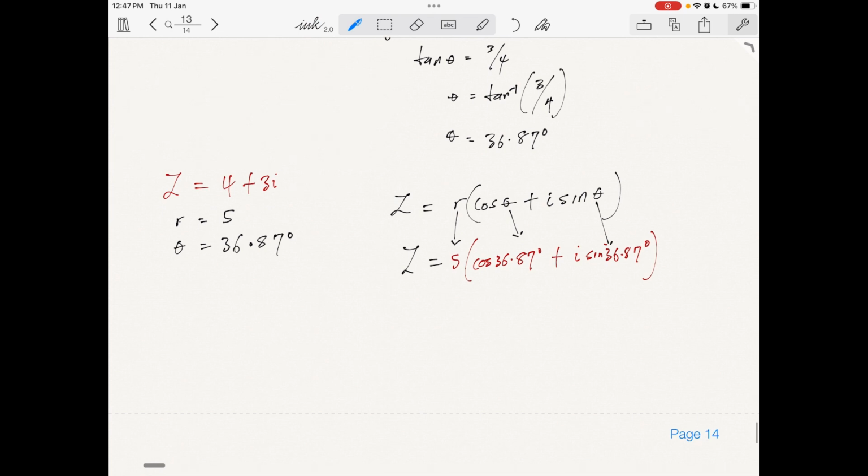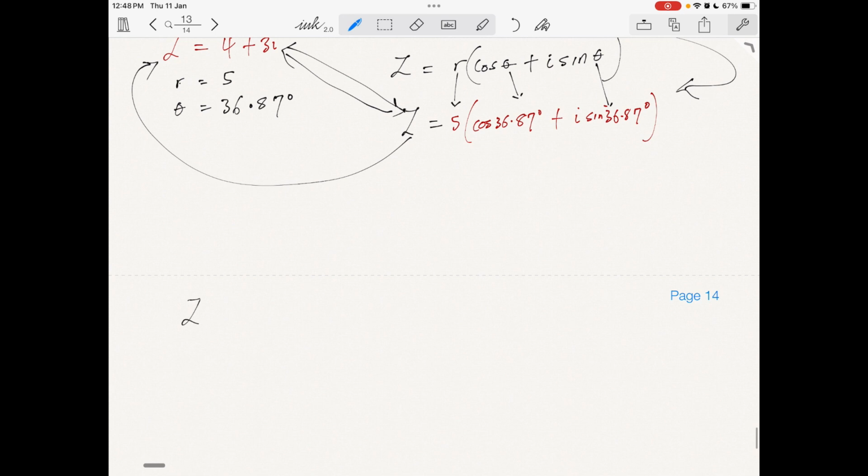Okay, so now if this is equal to this, we have been able to transform from Cartesian to polar form. How then can we transform from polar form back to Cartesian? Now let's look at z is equal to 5 cos 36.87 degrees plus i sine 36.87 degrees. Now we want to convert back from polar form to Cartesian form.